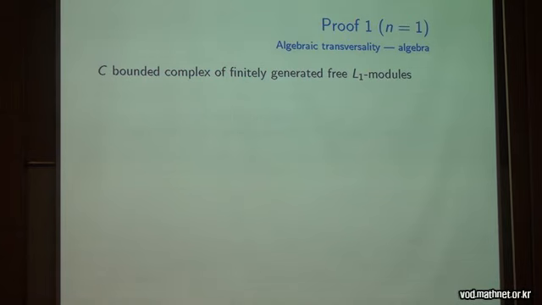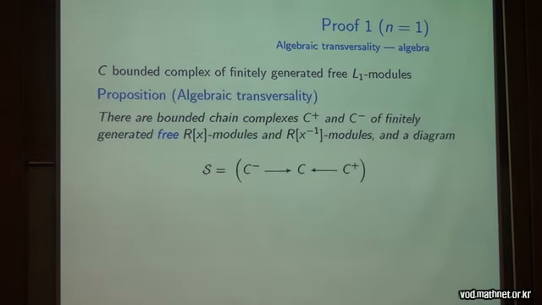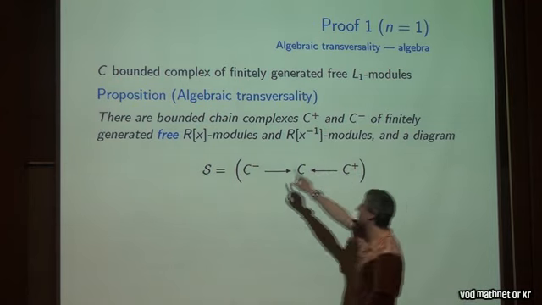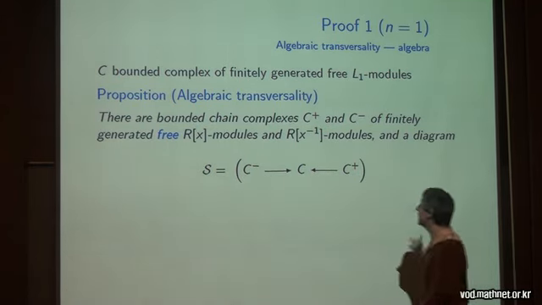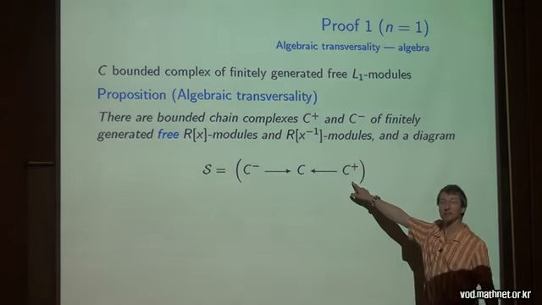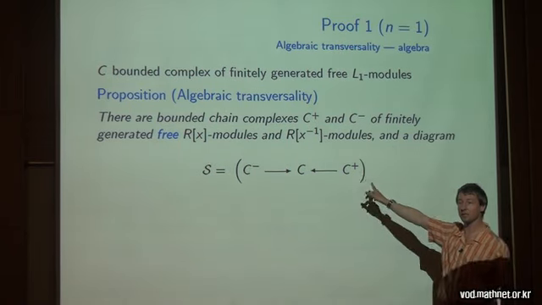So you have this bounded complex of finitely generated free L1 modules, and then there's a nice proposition originally due to, well, Wronitsky, that's where I learned about that at least. So then you find bounded chain complexes C plus and C minus of finitely generated free modules, but now over the polynomial rings, R of X inverse, together with a diagram like this, okay, C in the middle, C plus, C minus on the right.